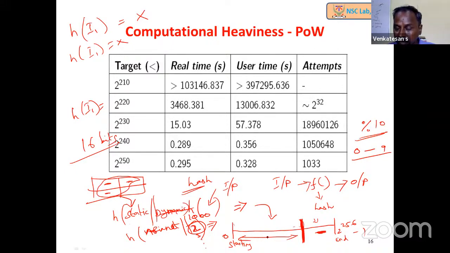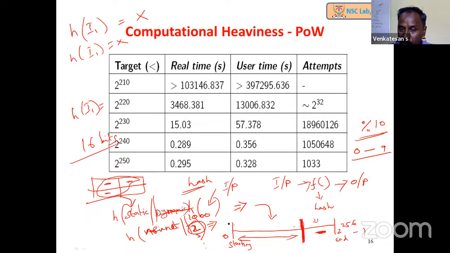Now, I solve the puzzle and I give it to my neighbors. And now my neighbors should be in a position to verify that. They could not solve it again that many number of times. They have to verify in only one attempt. So to solve the puzzle, you need exponential time, but for verification, we need constant time.